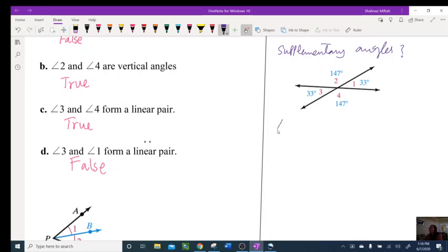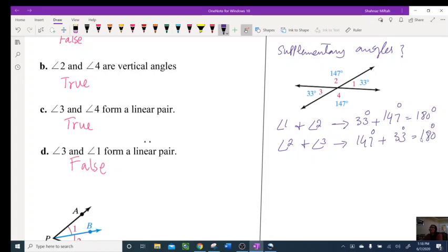So let's try. Angle 1 and angle 2 are supplementary because angle 1 is 33 degrees and angle 2 is 147 degrees. When you add them up, you're going to get 180 degrees. Now angle 2 and angle 3, when you add them up, angle 2 is 147 degrees and angle 3 is 33 degrees. They also add up to 180.